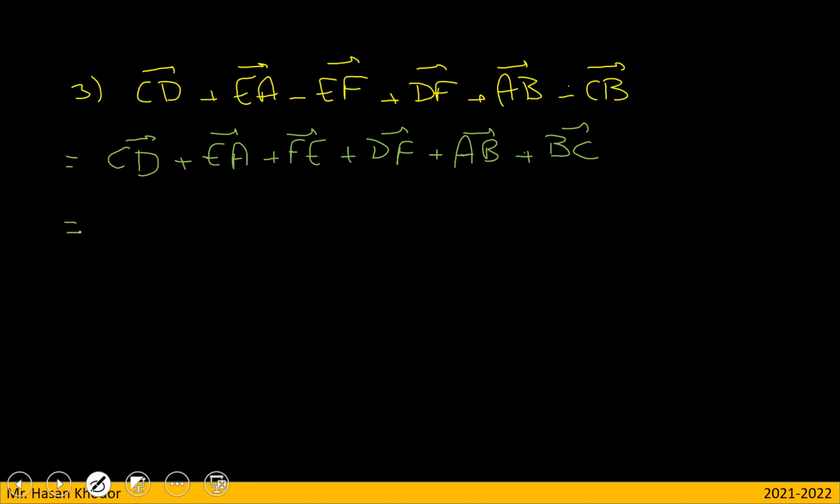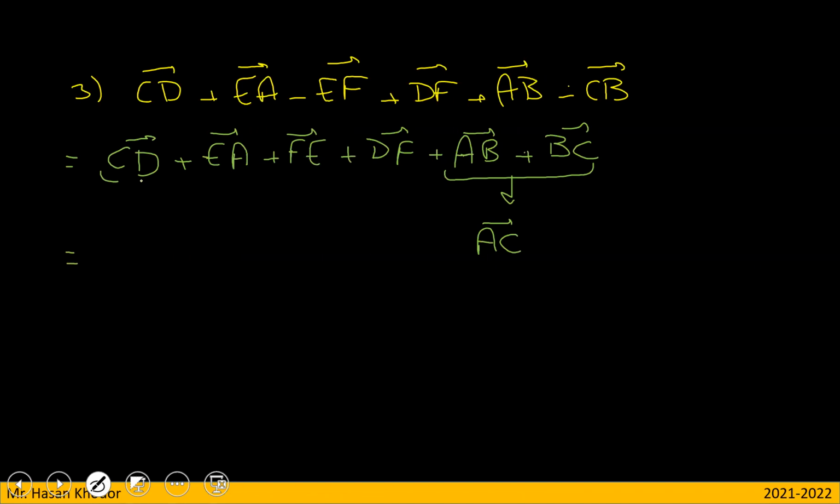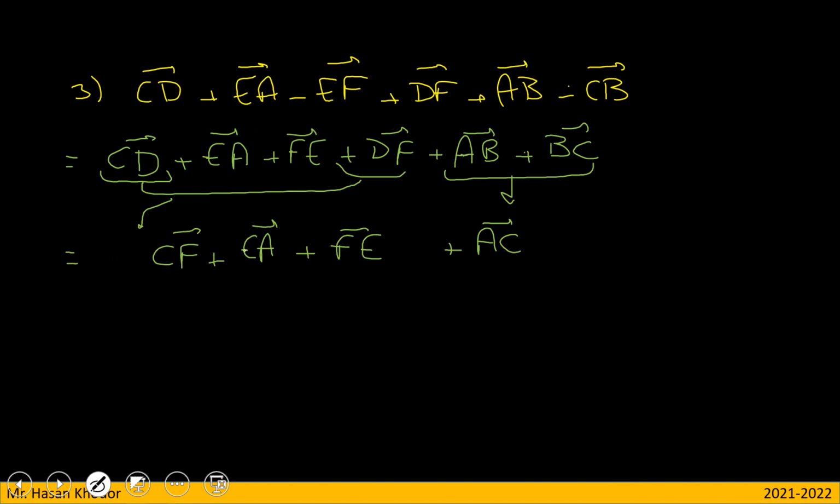Let's look for consecutive vectors. Where do we have consecutive vectors? AB and BC, for example, give AC, exactly. Are there any other consecutive vectors? CD and DF are consecutive vectors, they give CF. What else? Still we have EA and FE. FE and CF are consecutive, exactly.